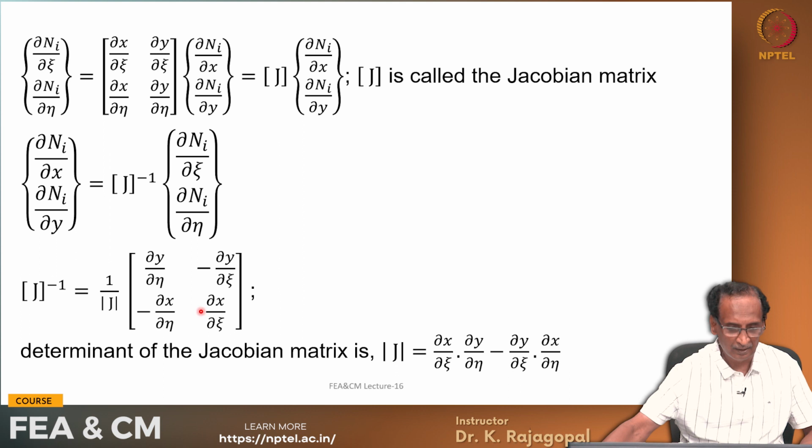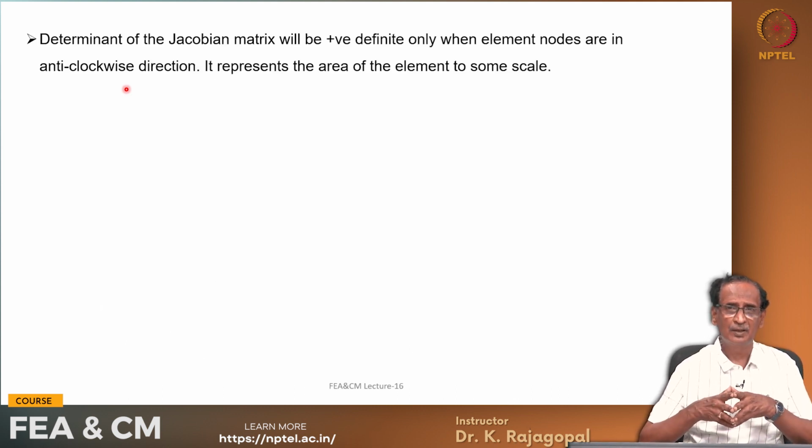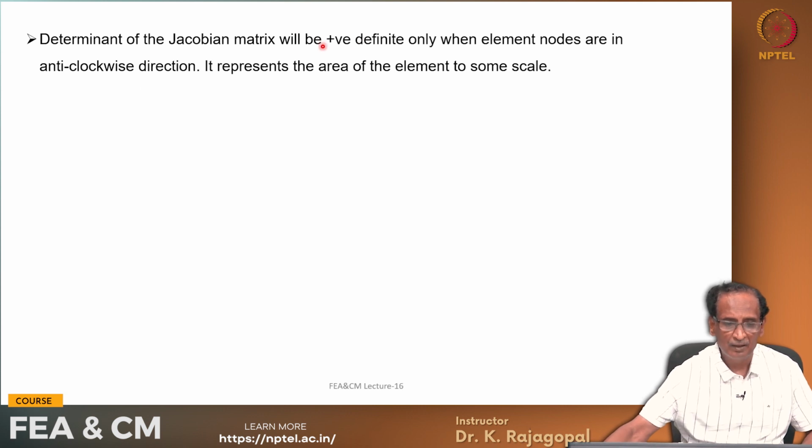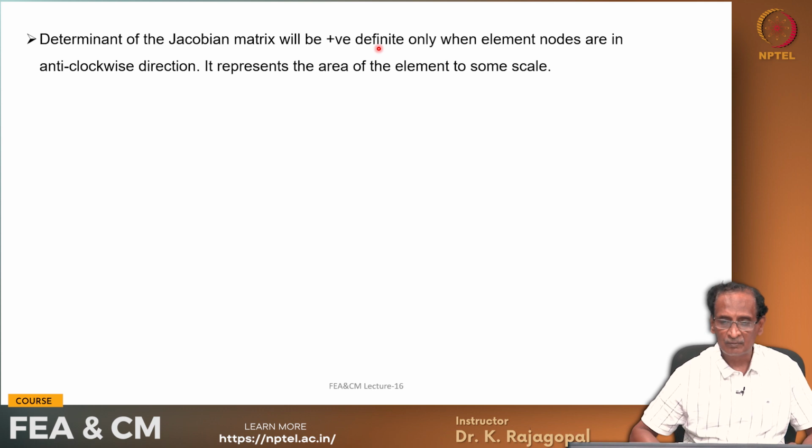And our determinant of this Jacobian matrix is this cross product minus this cross product, and that represents the area of the element to some scale, and this will be positive only when the element nodes are numbered in the anti-clockwise direction. That is what we had seen even with the 3-node triangular elements. We numbered the nodes in the anti-clockwise direction to get the determinant of that coordinate matrix as positive, and it represents the area of the element to some scale.